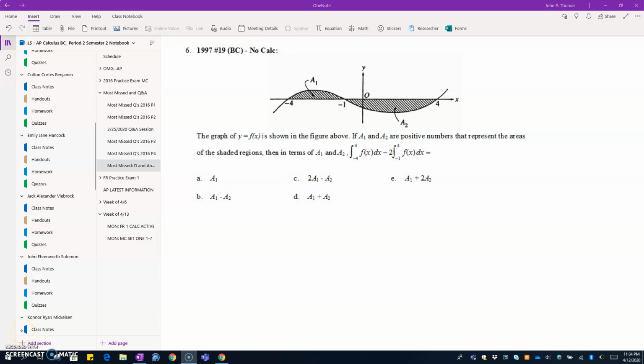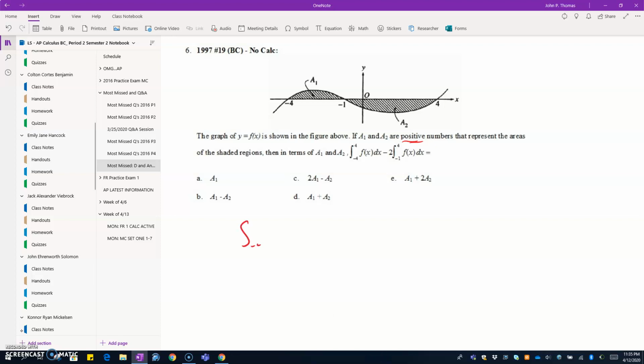All right, so 6 was the second and last of the integration problems or antiderivative problems that were commonly missed. This one says the graph y equals f of x is shown in the figure above. If a1 and a2 are positive numbers, so that's a key thing there, they're not taking into account that below is negative, so they're just saying they're both positive, like the magnitudes of the area, that represents the area of the shaded regions. Then in terms of a1 and a2, find this expression.